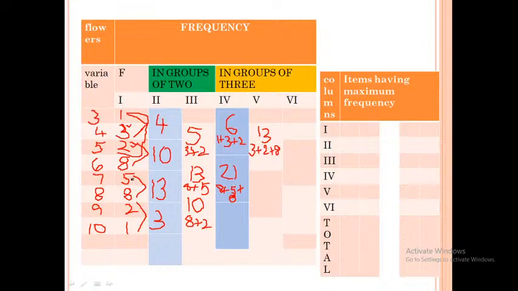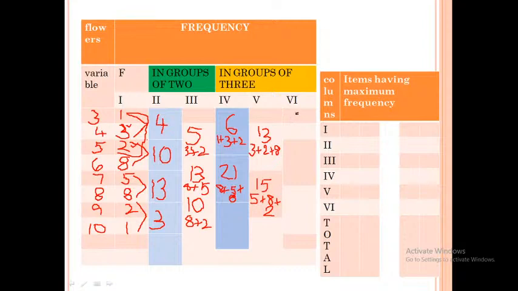Now next group of 3 is 5 plus 8 plus 2. 5 plus 8 plus 2 comes to 15. And now the last value is 1. You cannot make a group of 3. So 1 is left free.